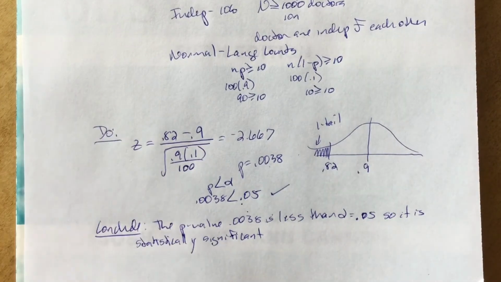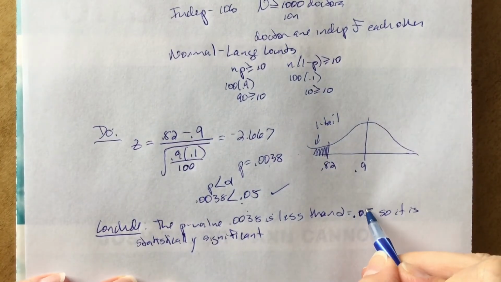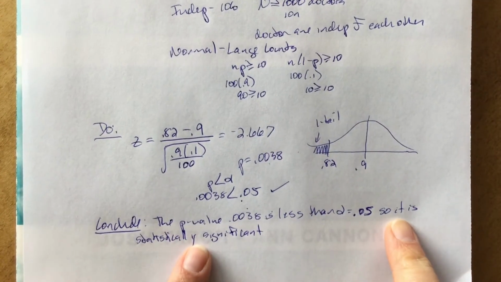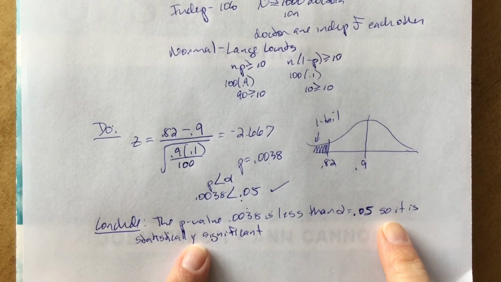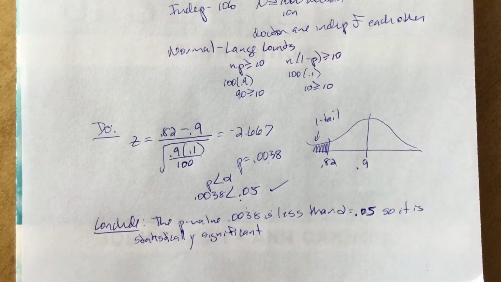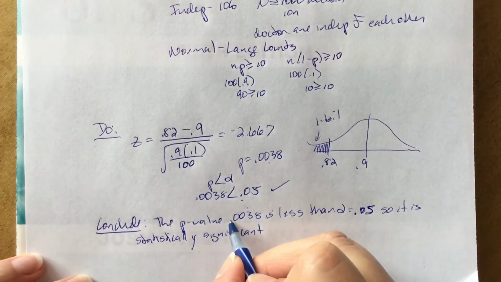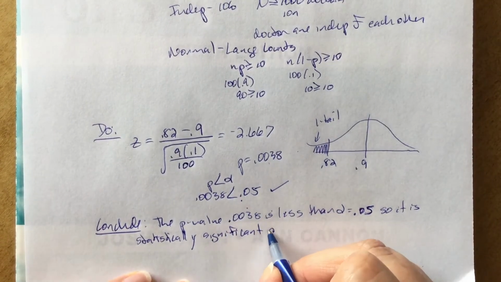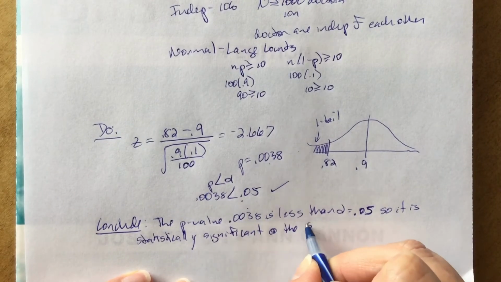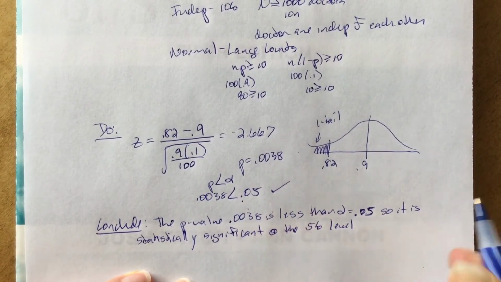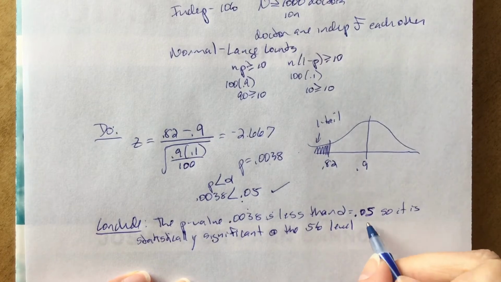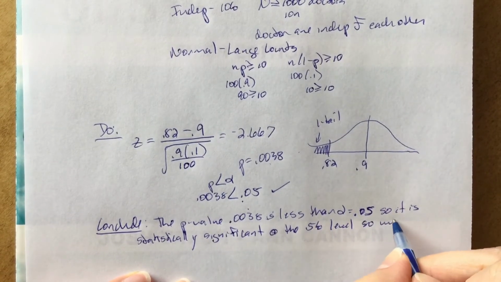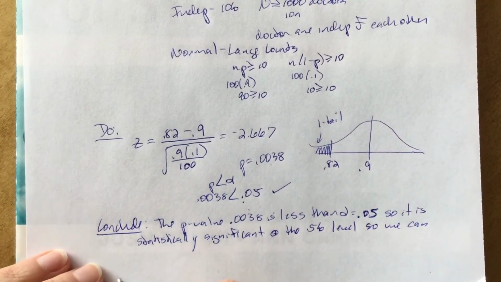Okay, oh sorry. And again, that's a 5. We'll only write that when the p is less than alpha. When the p is greater than alpha, it's not statistically significant. So the p-value 0.0038 is less than alpha of 0.05, so it is statistically significant at the 5% level, which is coming from my alpha, so we can reject the H0, reject the null hypothesis.